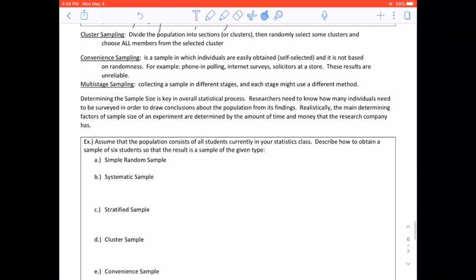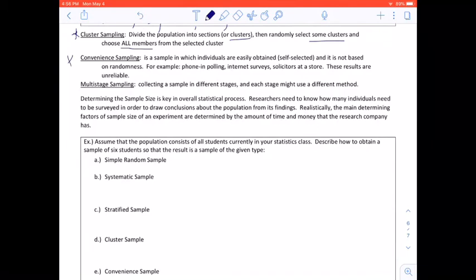Next type of sampling that we have is called cluster sampling. Cluster sampling and stratified sampling get confused. So cluster sampling is where you divide the population into sections or clusters. It does not matter. You can just split the class in half. It has nothing to do with anybody having the same kind of characteristic like we saw earlier with freshmen, sophomores, juniors, and seniors. This would be just cutting the class into 4 pieces. So saying we're just going to divide up students into 4 different groups. It doesn't matter what grade level they are. It doesn't matter anything. So these are clusters. Then randomly selecting some clusters and choosing all members from those selected clusters.